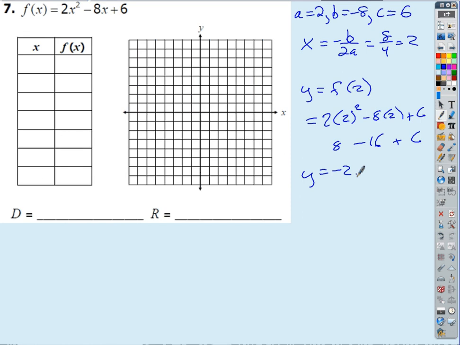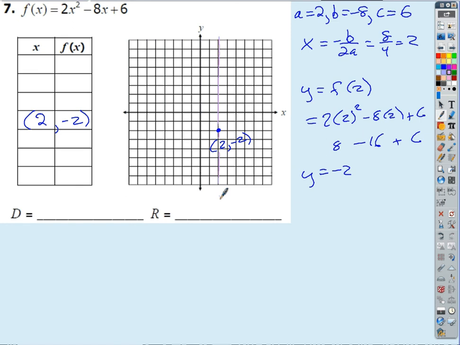So I get the ordered pair then, 2, negative 2. So x is 2, y is negative 2. There's my point. It's opening up. And my axis of symmetry is just going to look like that, right?